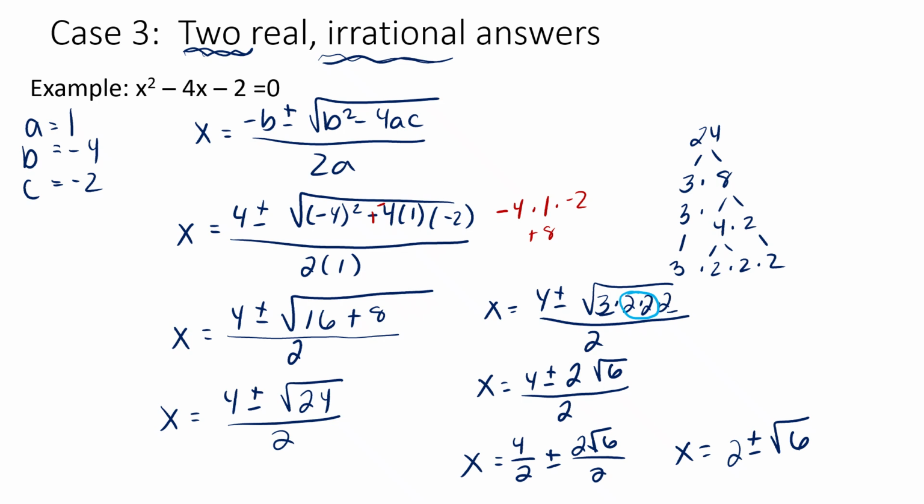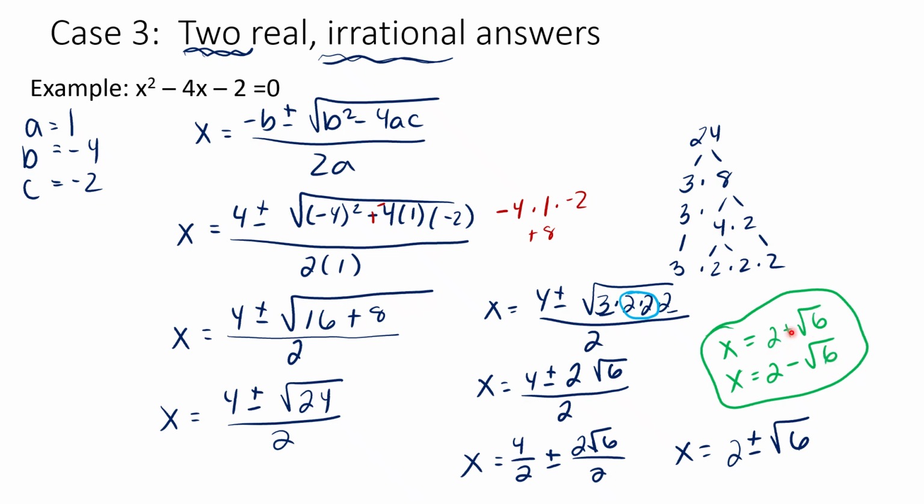Okay, and what we want to notice here is that we do have 2 answers. So if you're like, well, I only see 1 answer there, what are you talking about? One of the answers is 2 plus root 6. The other answer is 2 minus root 6. And so those are the 2 answers. They are real and they are irrational because the square root of 6 is an irrational number.